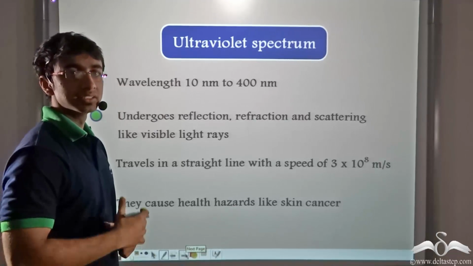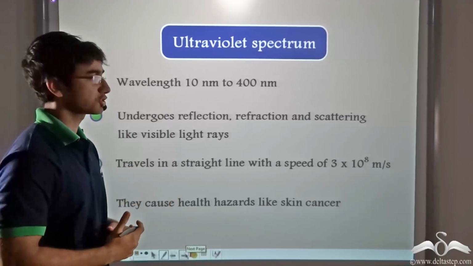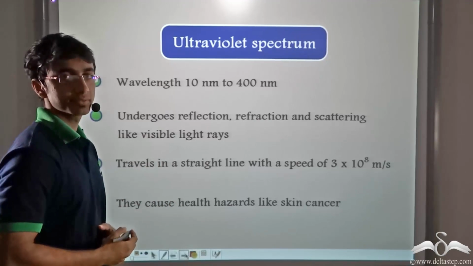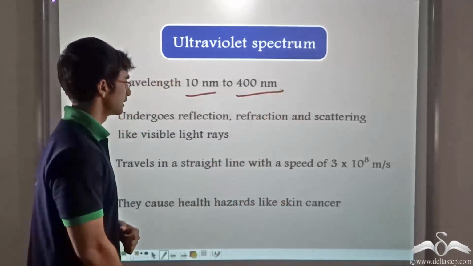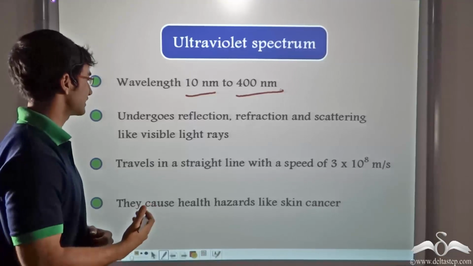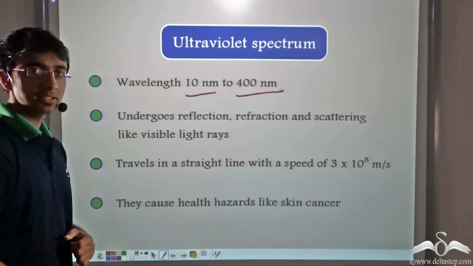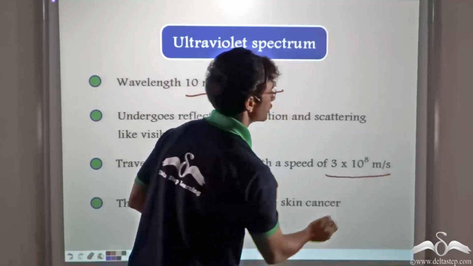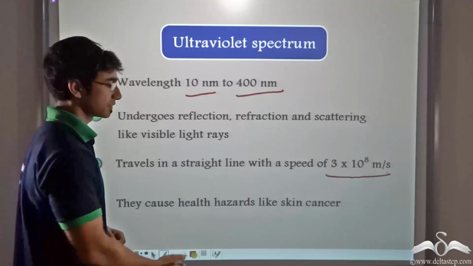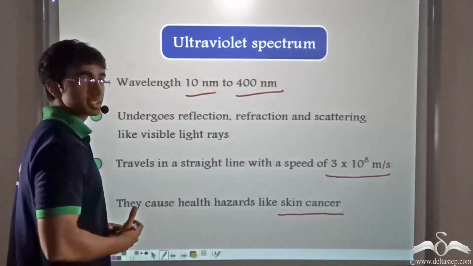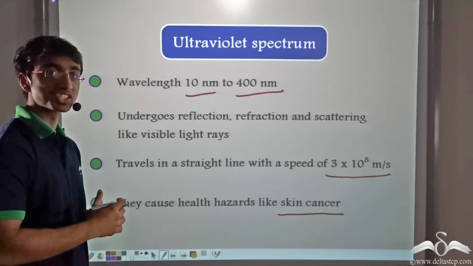Now we shall talk about the different rays individually. Here we have considered the ultraviolet part of the spectrum. The ultraviolet rays have wavelength from 10 nanometers to 400 nanometers. It undergoes reflection, refraction, scattering just like visible light rays do. It travels in a straight line with a speed of 3 × 10^8 meters per second, and they also cause health hazards like skin cancer. And it is due to this that doctors and therapists advise you to use skin lotion and sunscreen during summer.